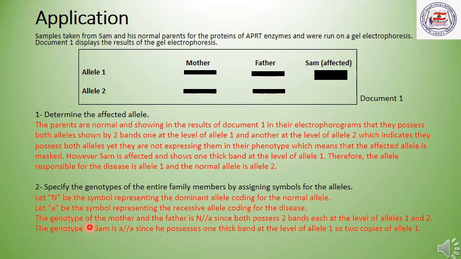The genotype of the mother and the father is capital A, small a, since both possess two bands each at the level of alleles 1 and 2. However, the genotype of Sam is small a, small a, since he possesses one thick band at the level of the allele 1, so two copies of allele 1.